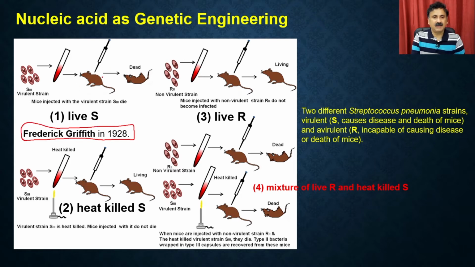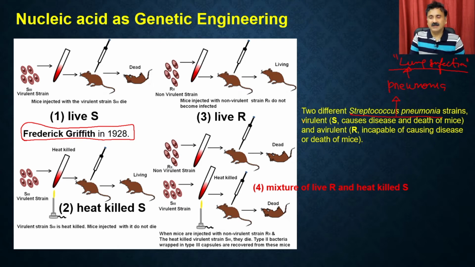is he took mice and he took two strains of Streptococcus pneumoniae. Streptococcus pneumoniae causes a disease which is called pneumonia, right? Pneumonia is a lung infection, and it is lethal if it is not treated, because it is going to destroy the lungs, and that's how the person will not be able to breathe.